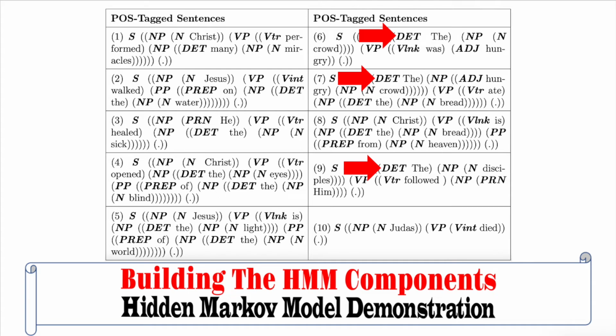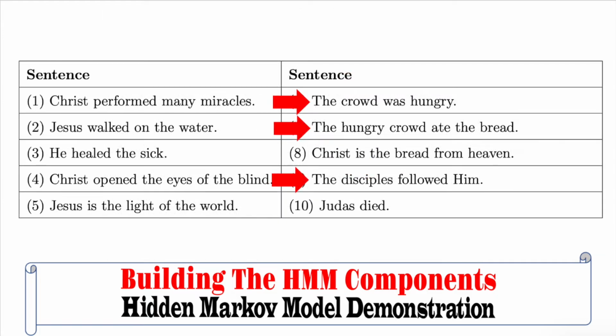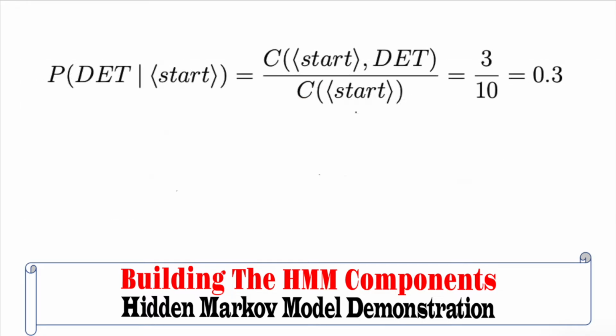Since it is difficult to decipher the parse tree representation stored in our super tiny corpus, I am also showing the corresponding sentences on the screen to easily see that there are 3 determiners that start some sentences, as pointed to by the red arrows. So, the probability of the DET tag following the start marker is 0.3.